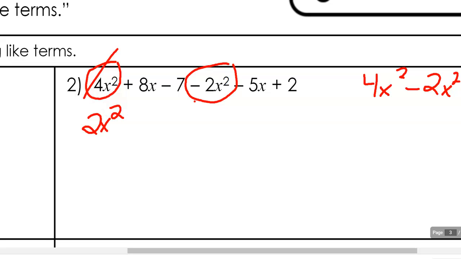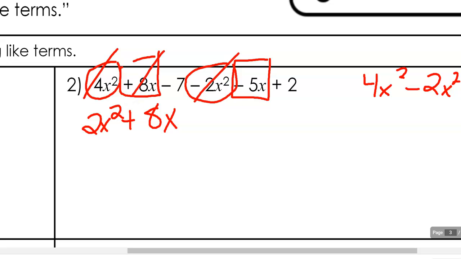Okay? All right. Another pair of like terms is going to be the positive 8x and minus 5x. Put a box around those. Okay? So when I add those together, that's going to be a positive 3x. All right, done with this.